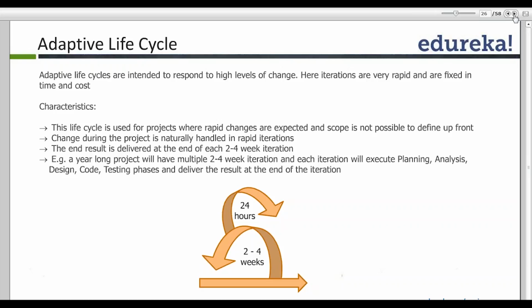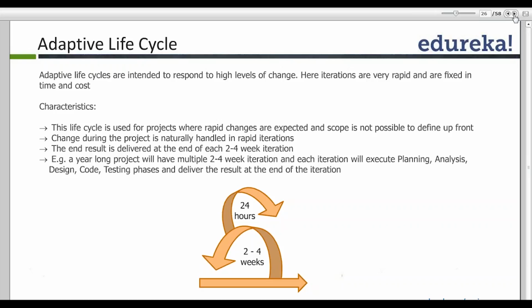So what happens is we have a release. A release can be a 6 month release or a quarterly release or a yearly release. But within that release, you have multiple sprints or iterations. In each iteration, you would have planning, analysis, design, coding, testing, and the expectation is that at the end of the iteration, you are delivering something workable to the customer. Your iterations are of such a short space that you are delivering working software at the end of an iteration. Typically, your product-based companies work on this model.